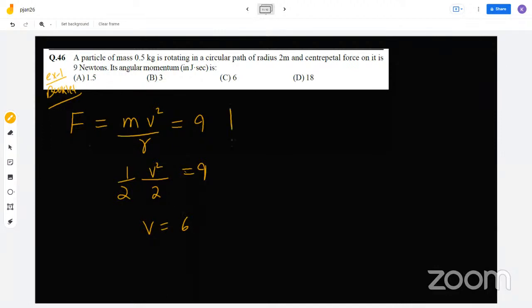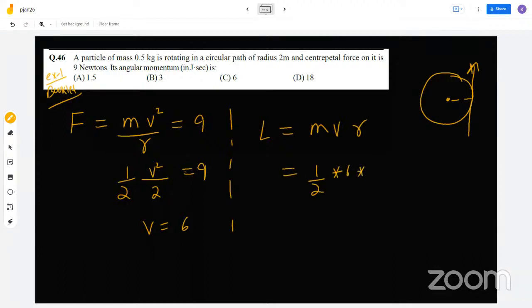And you want to find angular momentum. Angular momentum कितना हो जाएगा इस circular motion में? Angular momentum about center निकालना होगा. क्या हो जाएगा? Linear momentum into perpendicular distance, m v r, half into 6 into 2. Correct guys, ये वाला? 6. Everybody understood this one?